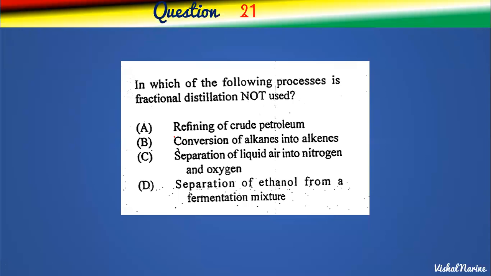In which of the following processes is fractional distillation not used? So we should know when we should use fractional distillation. We use that separation technique when we have two miscible liquids or fluids, and fluids can mean liquids or gases, with different boiling points. So going through here, we actually use fractional distillation in A, B, and C. So the answer here is B. We do not use fractional distillation in the conversion of alkanes into alkenes.